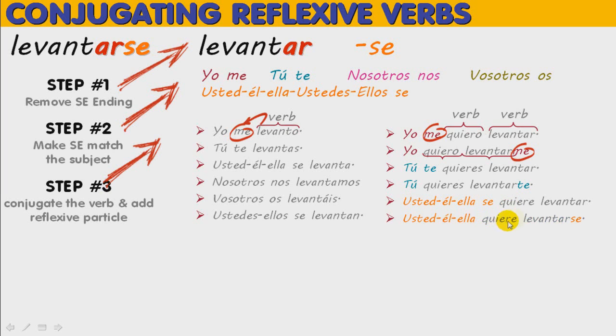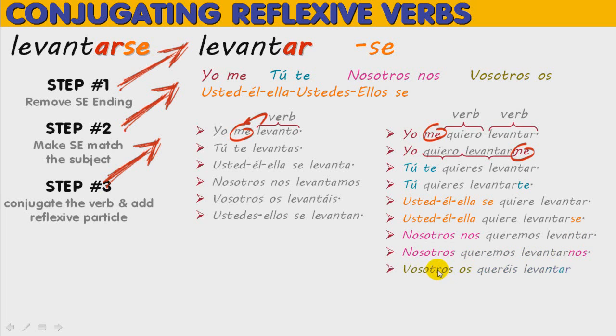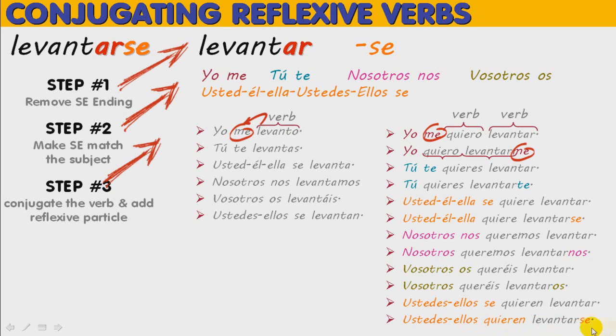usted, él, ella quiere levantarse. Nosotros nos queremos levantar, or nosotros queremos levantarnos. Vosotros os queréis levantar, or vosotros queréis levantaros. Ustedes o ellos se quieren levantar, o ustedes o ellos quieren levantarse.